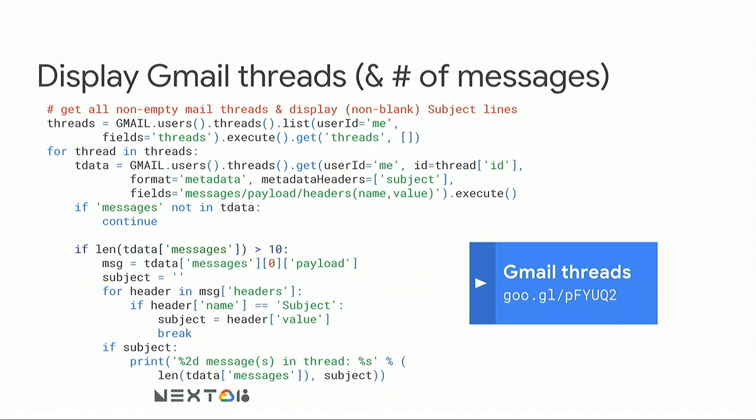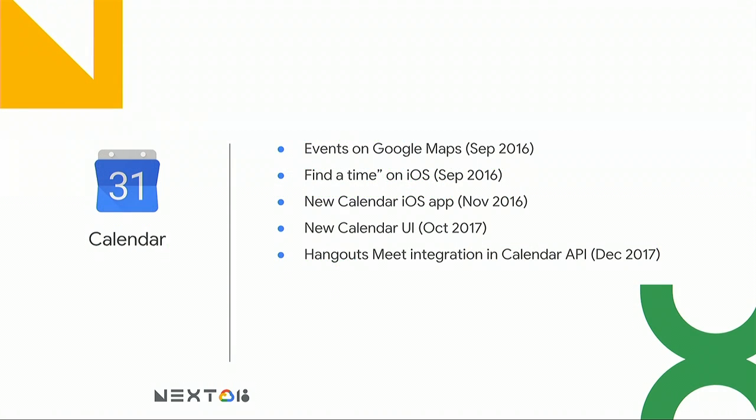Okay? It's not a mission critical app, but it's meant to give you an idea of what you can do with the Gmail API. And I think I have a couple of videos on that. This is one of them, but I think there's another one. Okay? So that's Gmail. Let's talk about Google Calendar.